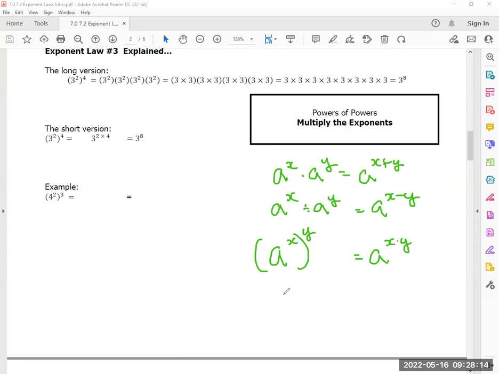And here's the last one before we turn to the last page. Ready? Anything to the power of 0 equals, not a 0. What do you think? Remember? 1. That's number 4. This is exponent law number 1. This is exponent law number 2. This is exponent law number 3. And this is exponent law number 4.